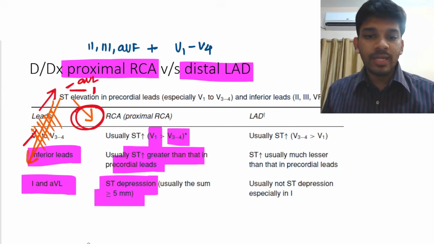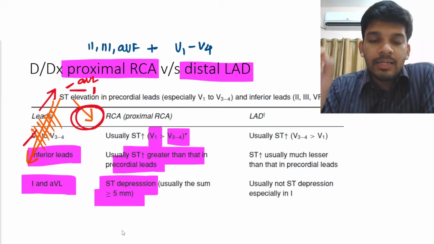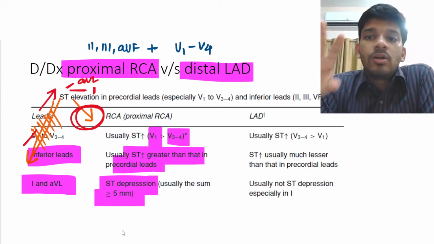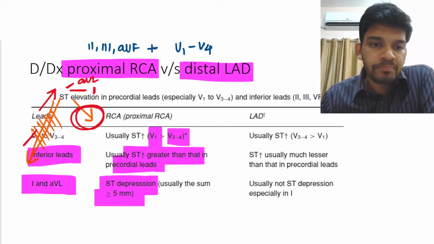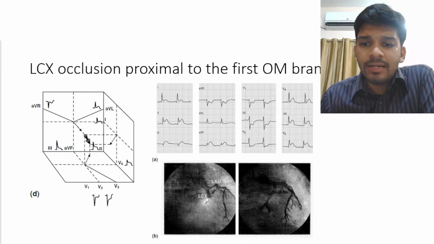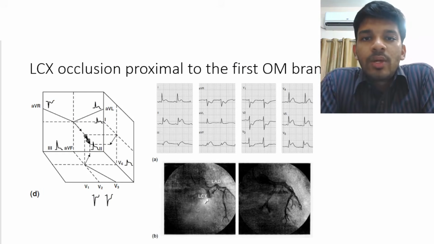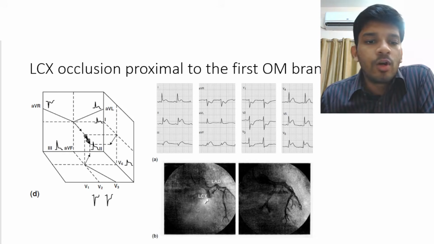Now, so ST depression in these are very, very important, in leads 1 and AVL, because they give you a very critical idea whether it is proximal RCA or distal LAD. And as you know, localization is very important to us. Okay. Now we go to the last artery, that is the left circumflex artery. So left circumflex artery anatomy was with regards to the obtuse marginal. So you can have an occlusion that is either proximal to the first obtuse marginal, or you can have an occlusion that is present in the first obtuse marginal.